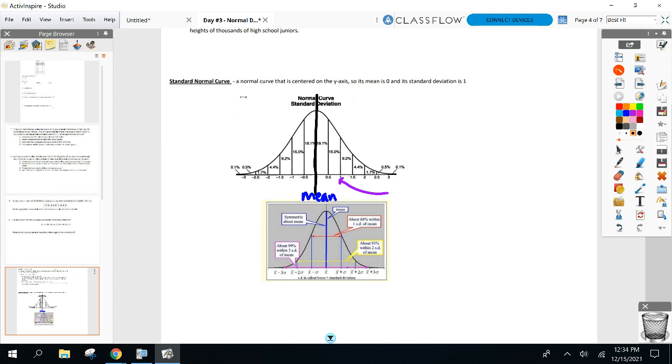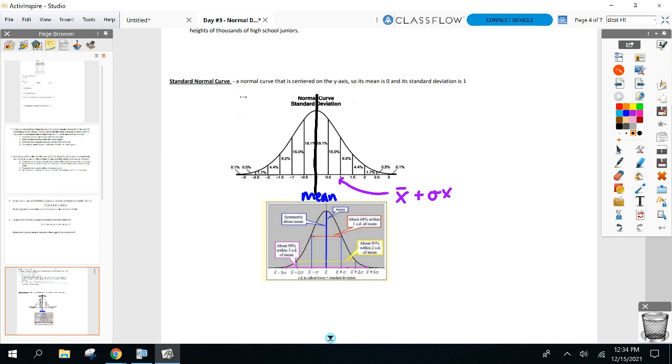So if you remember from yesterday's class, how can I find the score that's 1 standard deviation above the mean? What did we do yesterday? Well, how did we find the score that was 1 above the mean? We took the mean and added what? The standard deviation. That's how you find that score. You take your mean and you add your standard deviation to it.